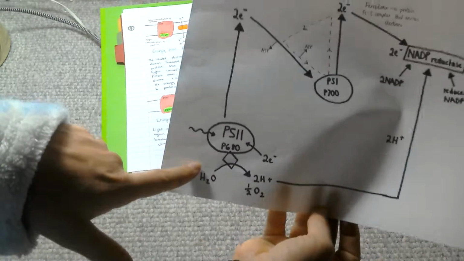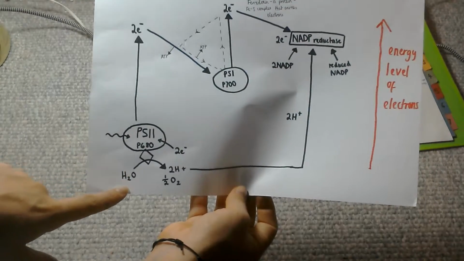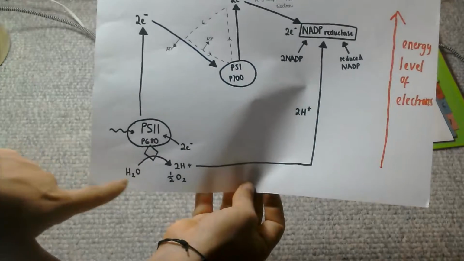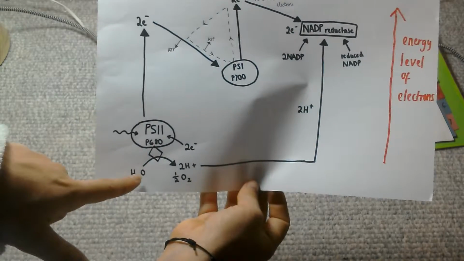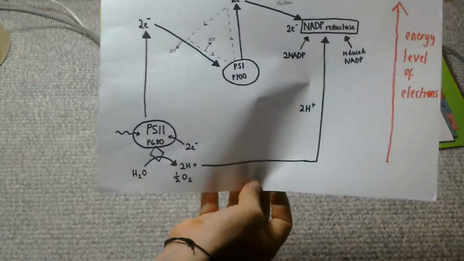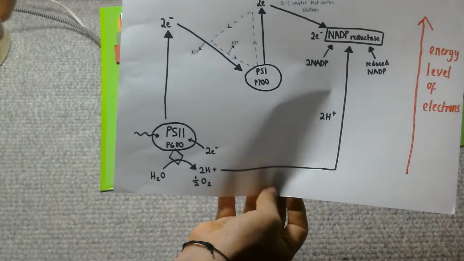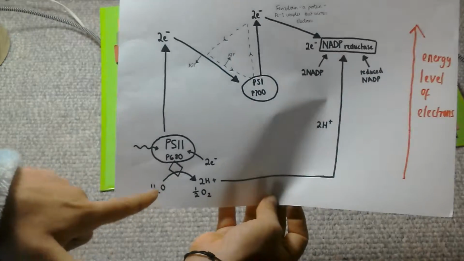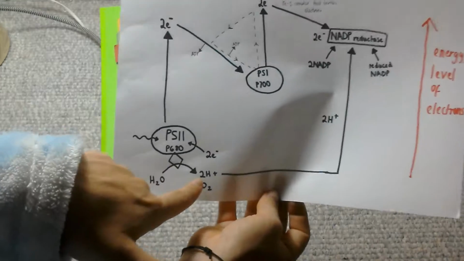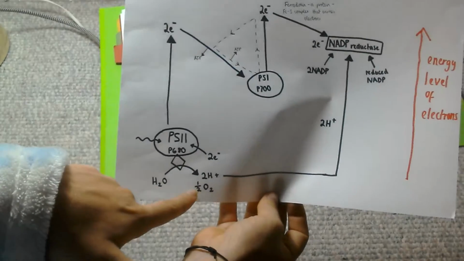Here, you might be wondering what this bit is, I haven't missed it out. This is the photolysis of water. This is the symbol for water, H2O, as you all know. H2O is photolysed. Photo means to do with light, and lysis is to be split up. So photolysis is the splitting up of H2O into 2 hydrogen protons and half an oxygen molecule.